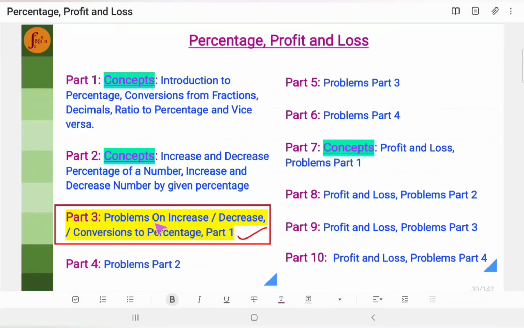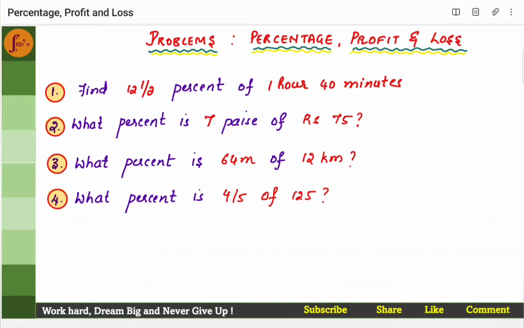Hi everyone. In this video, we'll go through a few problems related to conversions from fractions to percentage and percentage to fractions. We will go through these four problems in this video.